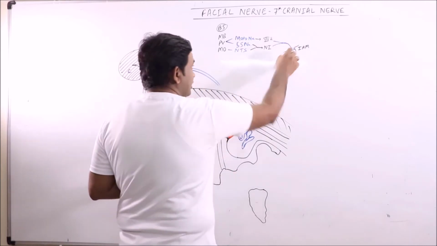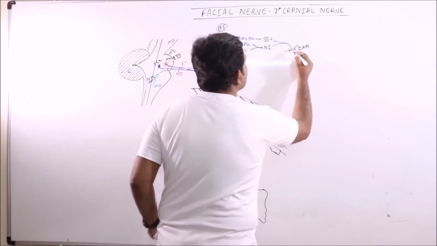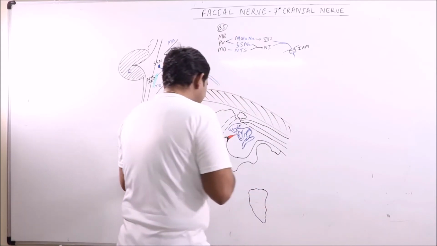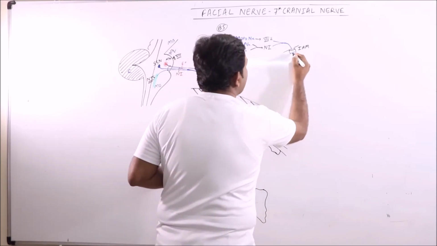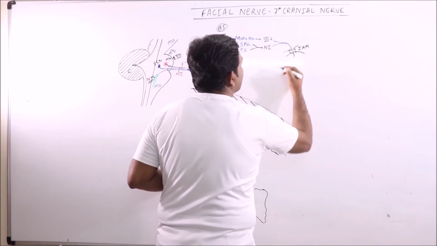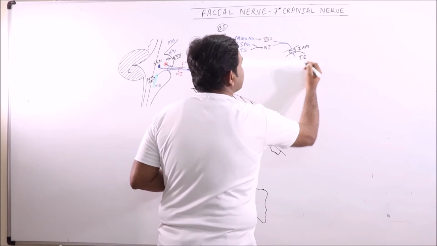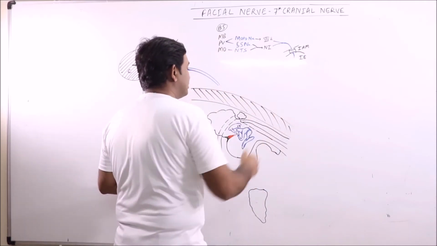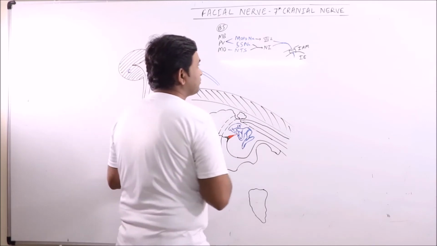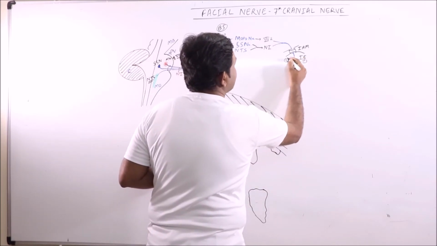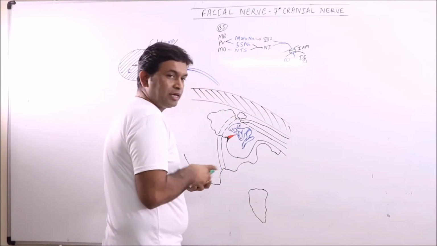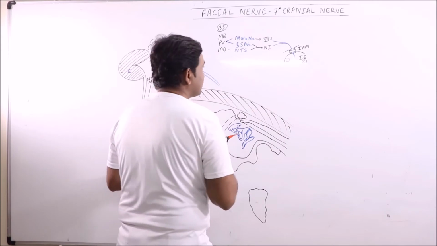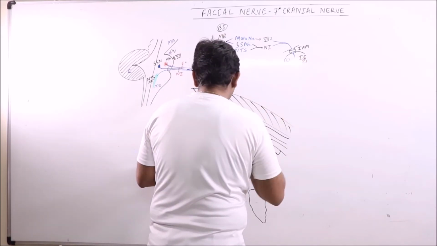Now after entering the internal auditory meatus, they will exit out and when they exit, they are basically entering the internal ear in between the cochlea anteriorly and the labyrinth posteriorly. Here is cochlea and here is labyrinth. So it is basically passing superior and anterolaterally between the cochlea and the labyrinth.